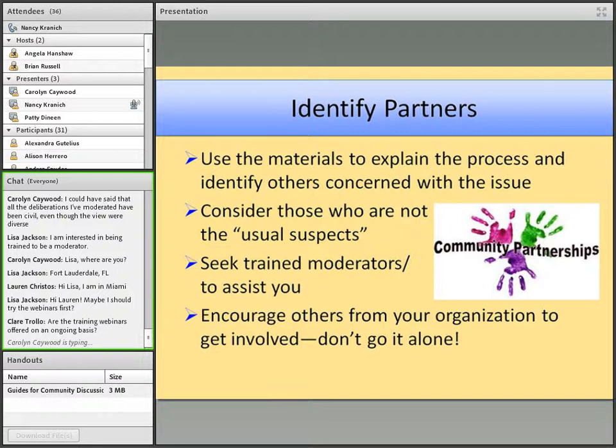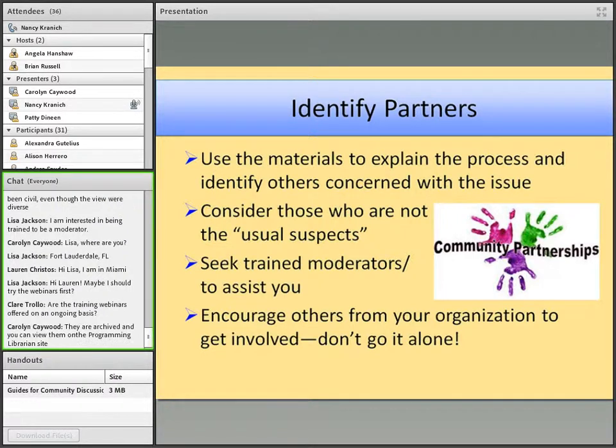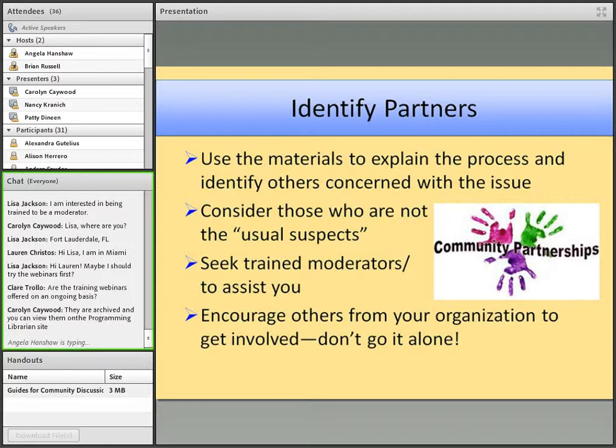And I will tell you personally, I love moderating forums. I find the experience so rich, but a lot of people may not like it as much as I do, so try to find somebody who does.